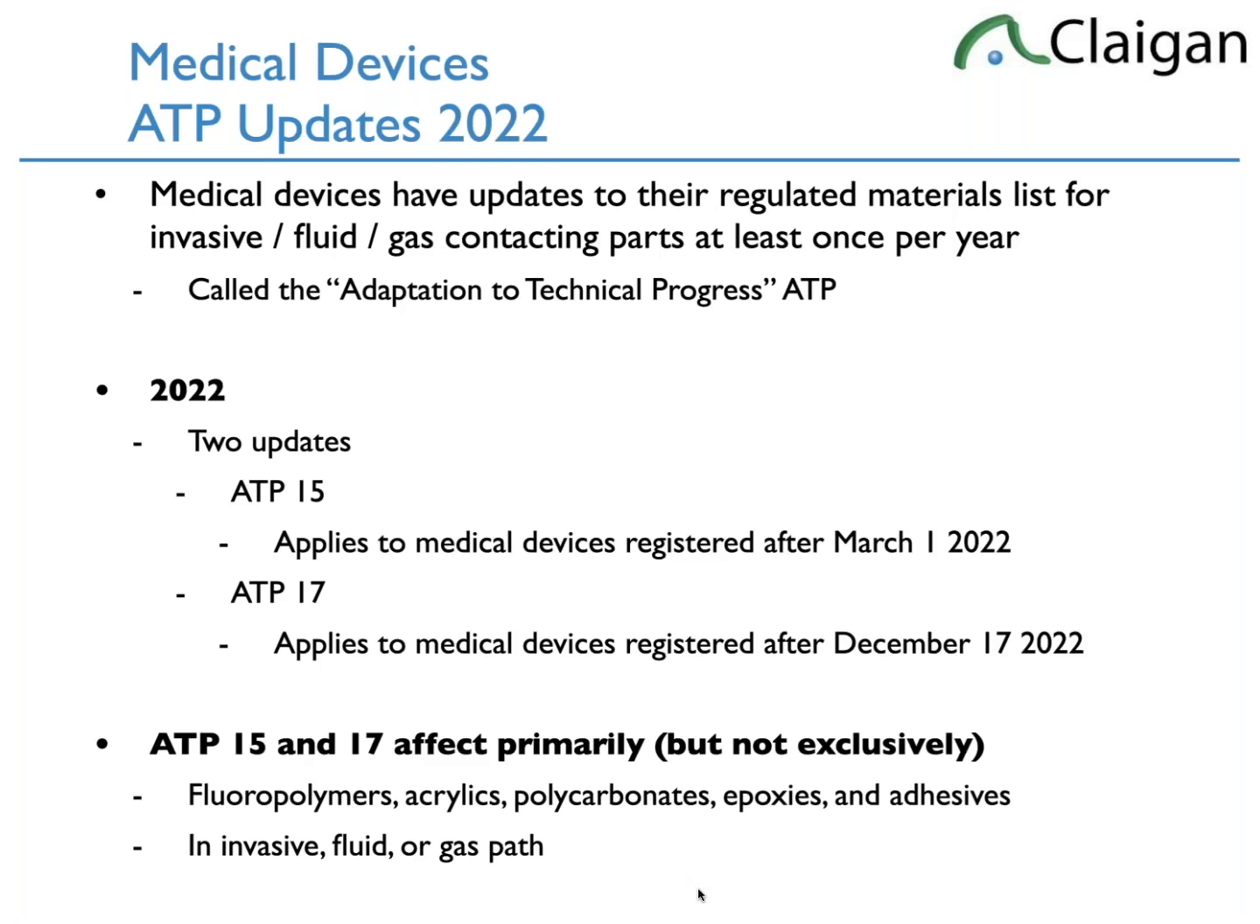But what is a category 1 CMR is controlled by the EU classification, labeling, and packaging regulation. That regulation is updated on average once a year, sometimes more. The update to CLP is called the Adaptation to Technical Progress, ATP. And it turns out last year there were 2 substance updates: ATP 15, which happened in 2021, but applies to medical devices registered after March 1st, 2022, and ATP 17, which applies to medical devices registered after December 17th, 2022.